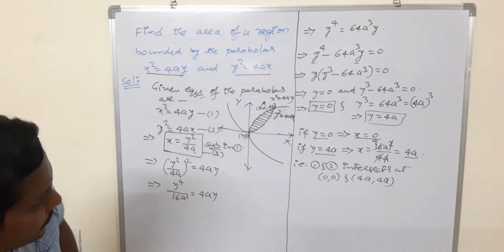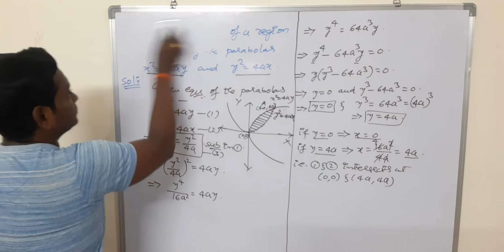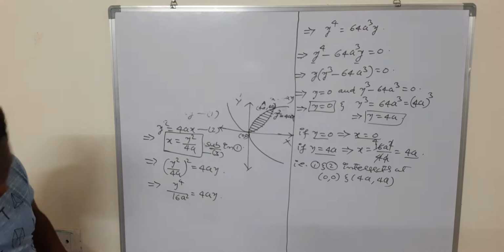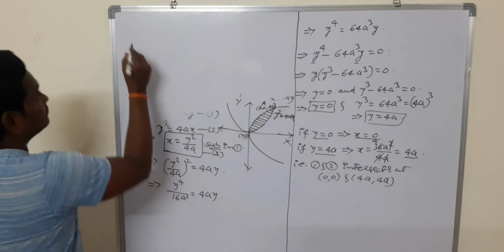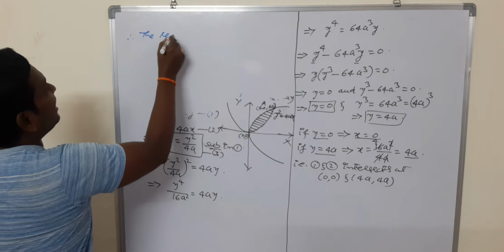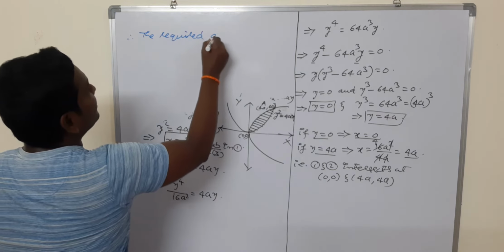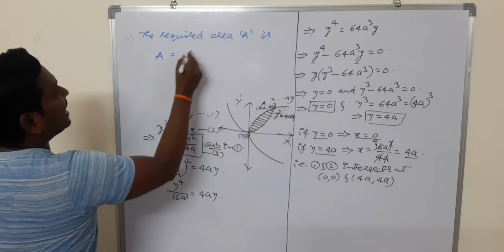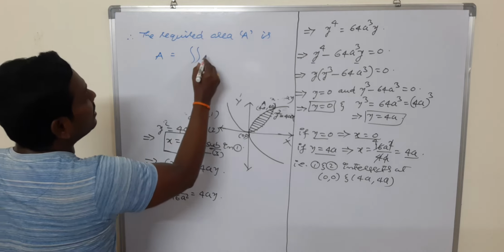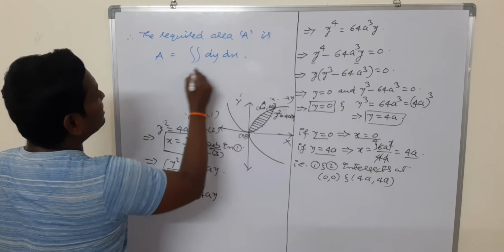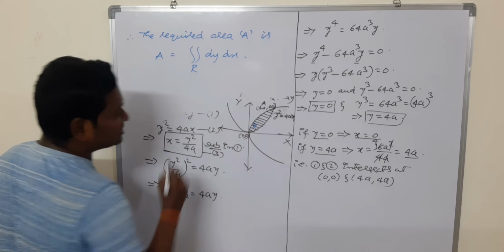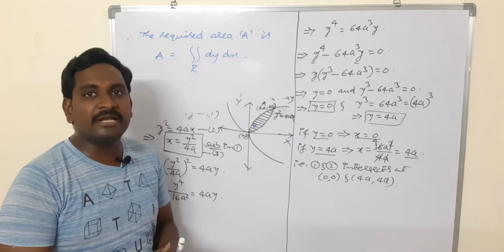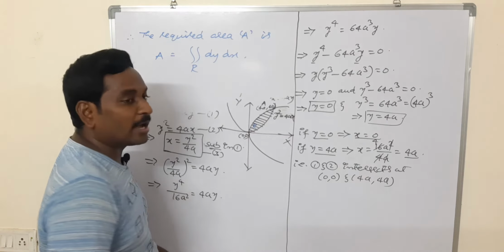Now write the formula for area. Therefore the required area capital A is, the formula for area is equal to double integral dy dx over the given region R. This is our given region. It is enough to find the limits. For finding limits, we first find the intersecting points.